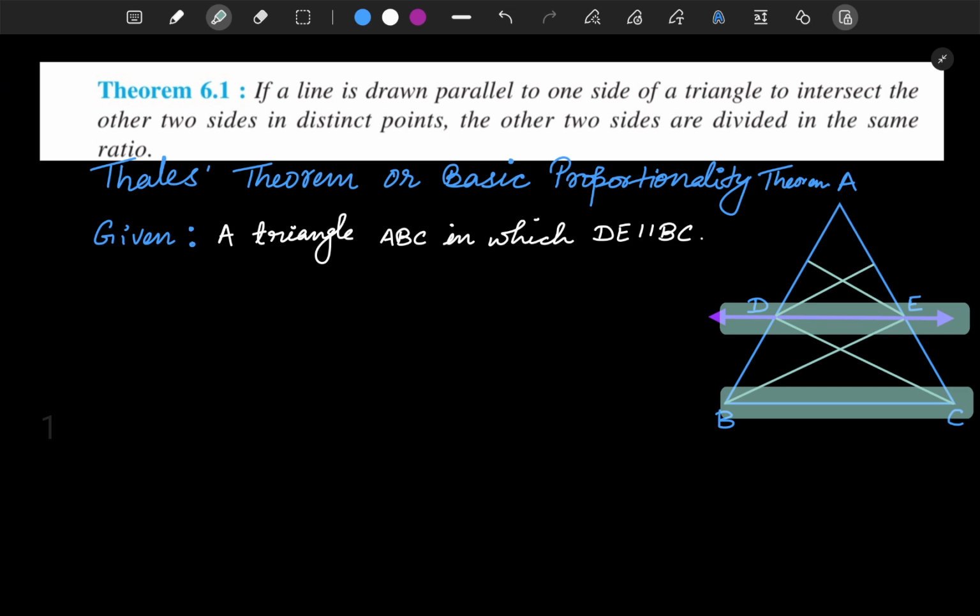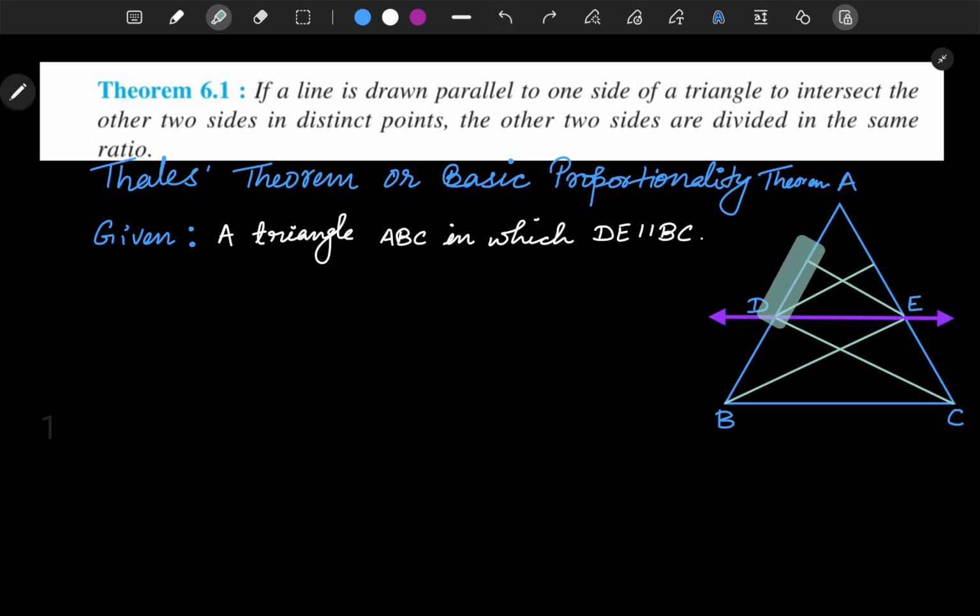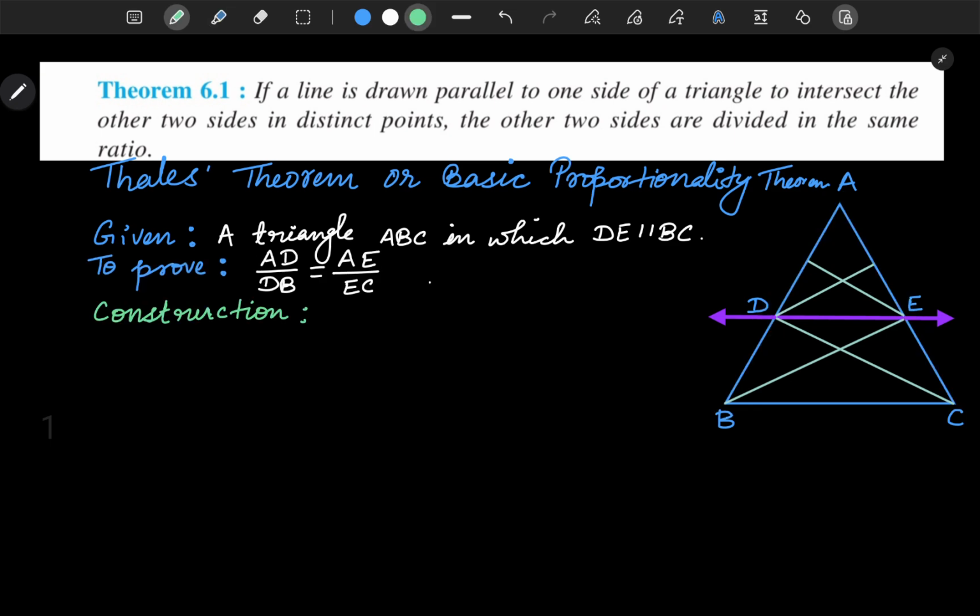That means the ratio AD upon DB will be equal to AE upon EC. So we'll write it under 'to prove'. As you can see, we have written to prove AD upon DB is equal to AE upon EC.